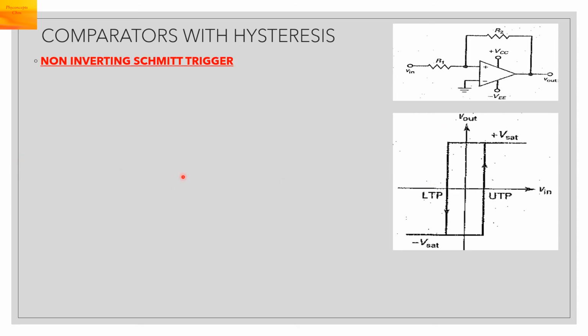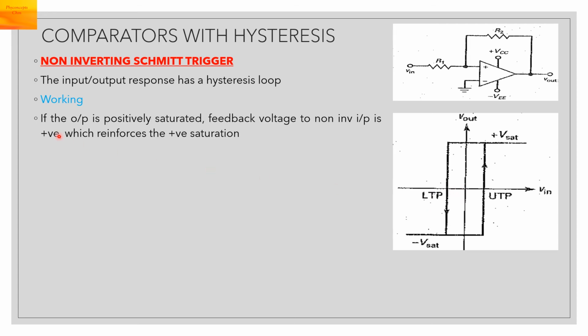Now, earlier we have seen the inverting Schmitt trigger. Now we will see the non-inverting Schmitt trigger. The hysteresis loop is also shown. We will see the working.